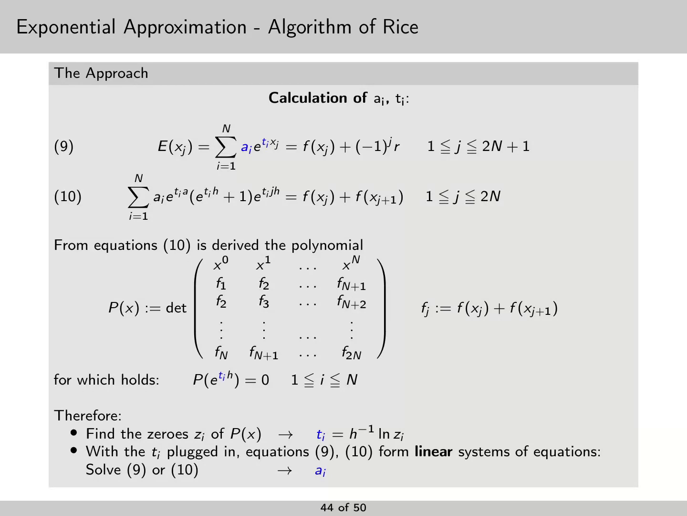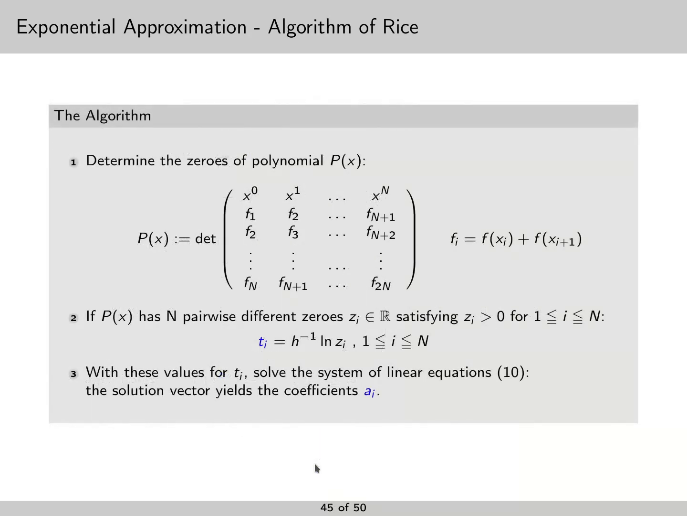So we can hope to solve the original interpolation problem 9 following these steps. Find the zeros ci of polynomial p. They give us the ti due to this equation. Equations 9 as well as 10 with the ti plugged in form systems of linear equations, respectively, with the unknowns ai. Solution of one of these systems yields the coefficients ai. This suggests the following algorithm.